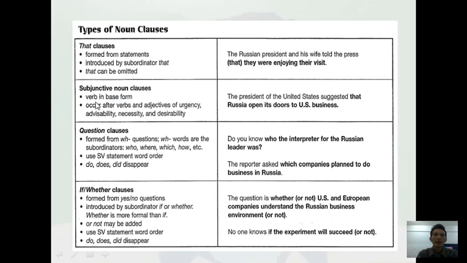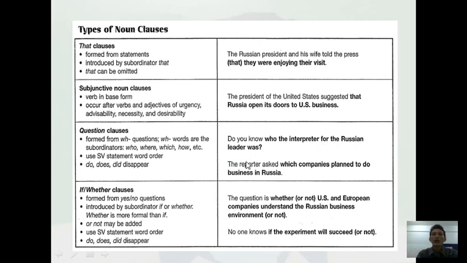How to construct it? Verb in base form occurs after verbs and adjectives of urgency, advisability, necessity, and desirability. The President of the United States suggested that Russia open its doors to United States business. Or question clauses formed with the WH question. WH words are the subordinators who, where, which, how, and so on. Use statement word order; do, does, or did disappear. For example, do you know who the interpreter for the Russian leader was?